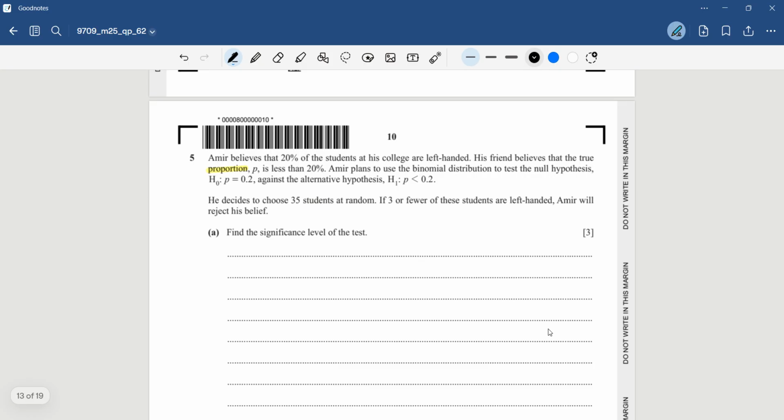So here they just asked me to find the significance level. So here you can use the binomial distribution. It's going to be binomial with 35, and the probability is 0.2. So they want probability 3 or fewer. So probability x less than or equal to 3 is going to be probability x equal to 0 plus probability x equal to 1 plus probability x equal to 2 plus probability x equal to 3.